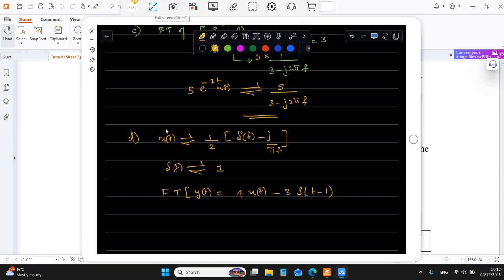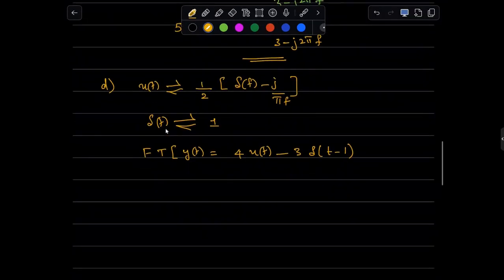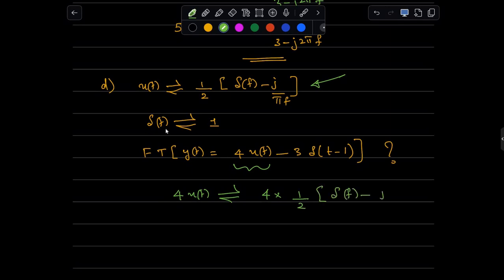I have just written the question here. So we want to find the Fourier transform of this y of t. You see there are two parts in this. This is 4 times u of t, and u of t has the Fourier transform already, so you have to multiply with the 4. So 4 times half of delta of f minus j over pi f. This is the linearity property of the Fourier transform.